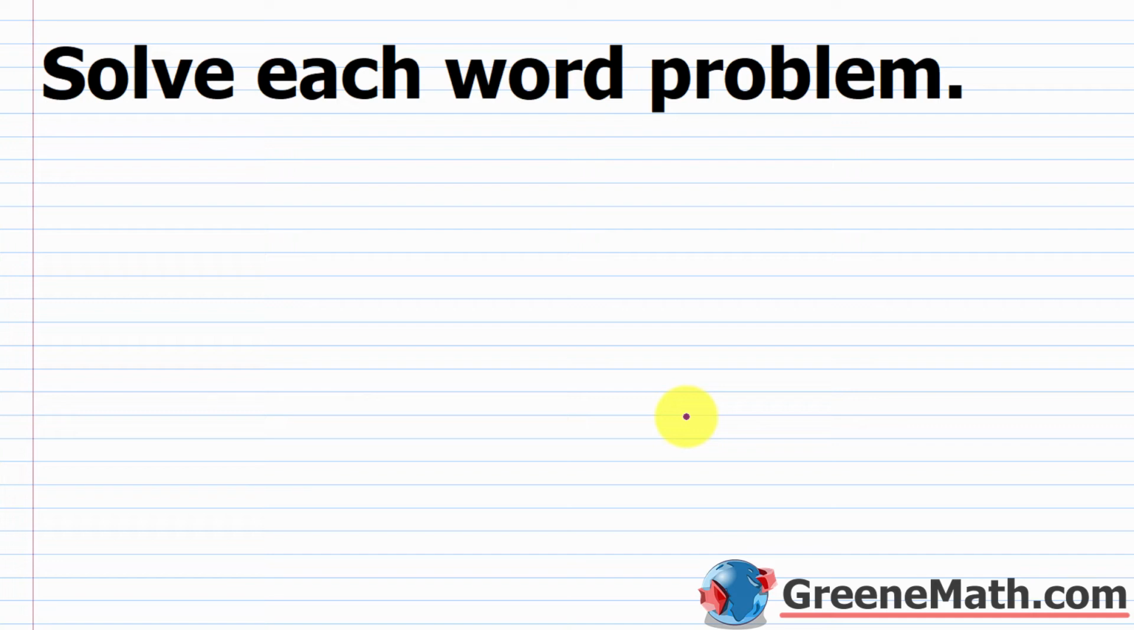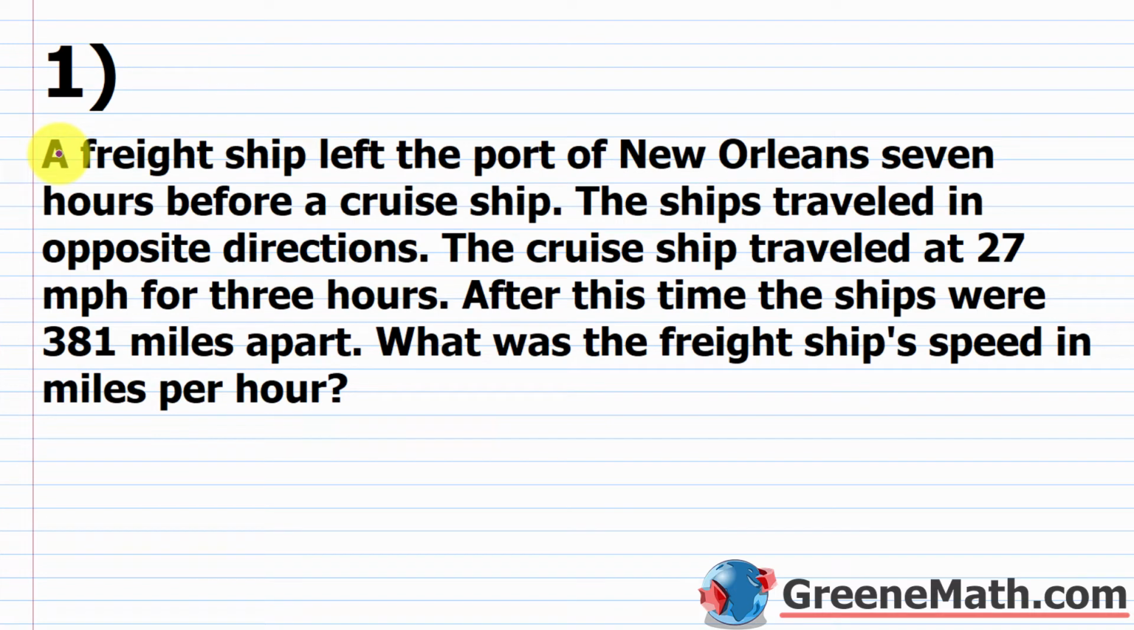All right, let's take a look at our practice test. We're told to solve each word problem. For the first problem, we have that a freight ship left the port of New Orleans 7 hours before a cruise ship. The ships traveled in opposite directions.